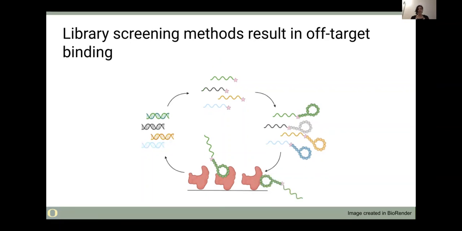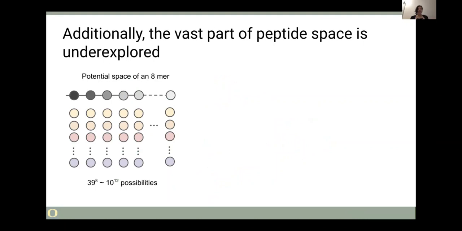One limitation is that most of the time you have no control over where this binding happens. You can only say that things are binding. And then you have to do some downstream characterization to figure out if it's binding in the right spot for the right reasons or not. I think the bigger challenge is actually, despite the fact that some of these library-based methods can screen many, many peptides, still the potential space of peptide sequences is just too vast to be sampled with any experimental technique, right?